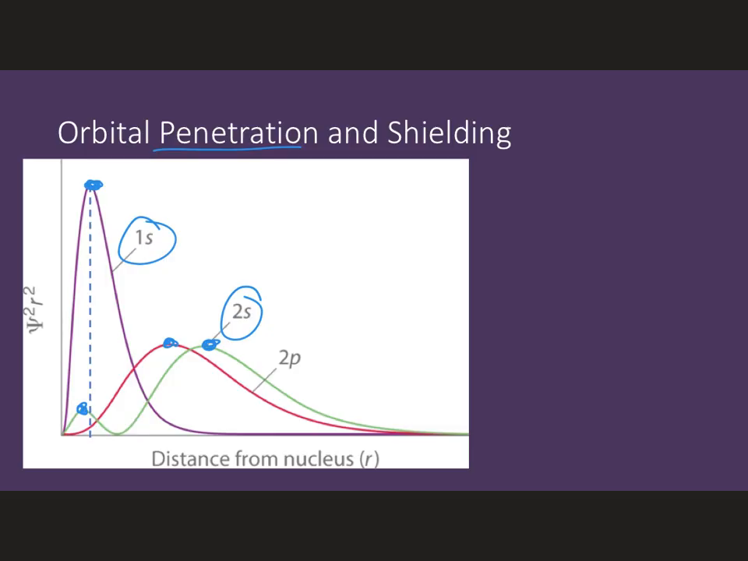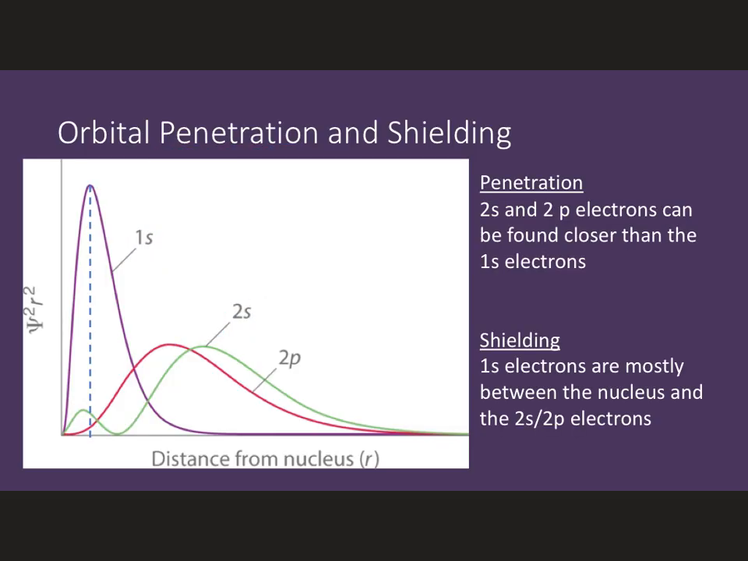So that's the concept that we're going to be thinking about here. This is the idea that we call penetration, again saying that the 2s and the 2p electrons can be found closer than the 1s electrons. Not always, but there is some probability of finding that. So that's the penetration, falling in down lower than where the 1s electrons can be.